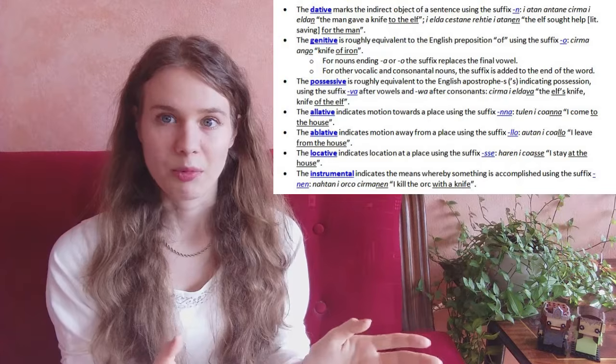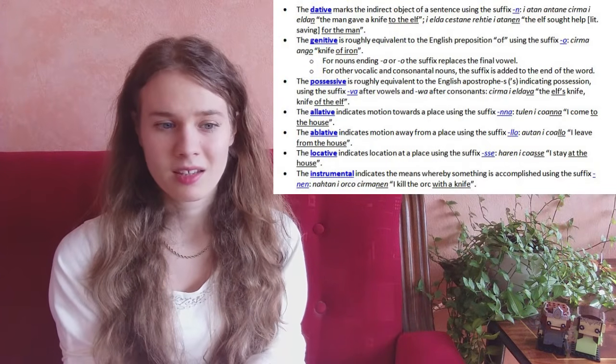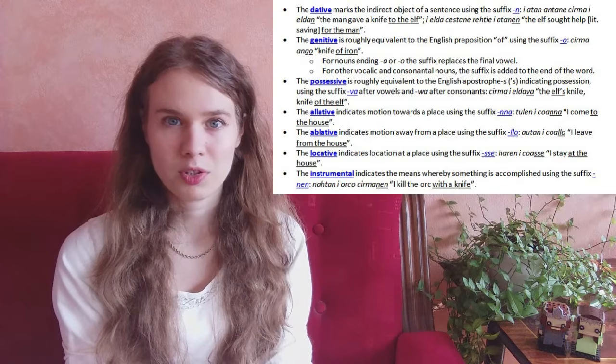In Quenya, we have 7 noun cases. Sounds complicated, and it kind of is. I mean, you don't really have a choice but to learn that by heart. Let's look at another example to maybe clarify a few things.